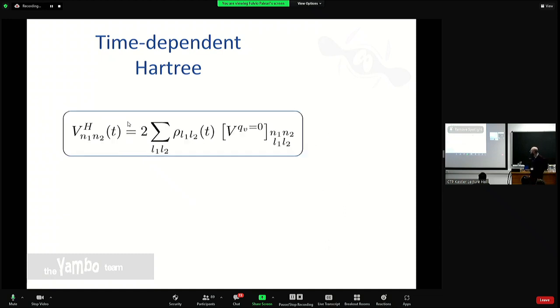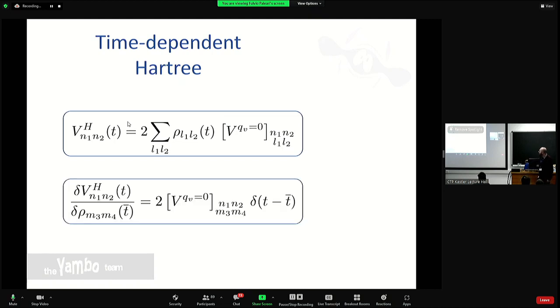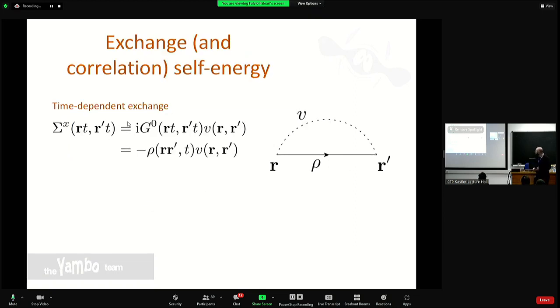So in the end we arrive at this expression, it's the same as before, and then the functional derivative is pretty easy, in this form. This is the time-dependent Hartree. Take the derivative, we just get the Coulomb matrix element, basically. We can do the same for the exchange part of the self-energy. This is just the Fock term.